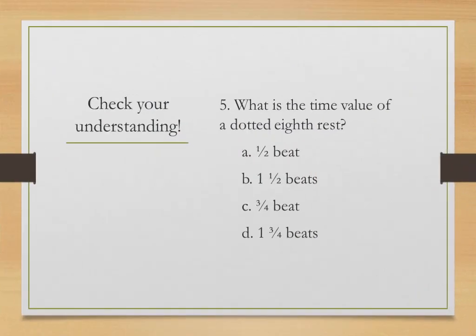And question number 5. What is the time value of a dotted eighth rest? A. 1/2 bit. B. 1 1/2 bits. C. 3/4 bit. Or D. 1 3/4 bits. The time value of a dotted eighth rest is 3/4 bit. Letter C. Did you have a perfect score? Well done!